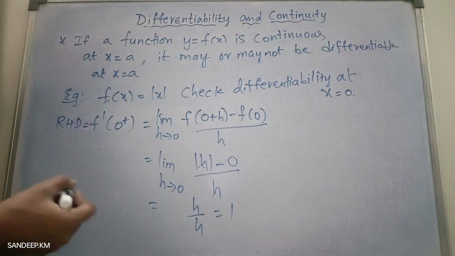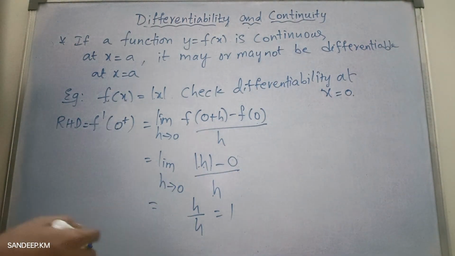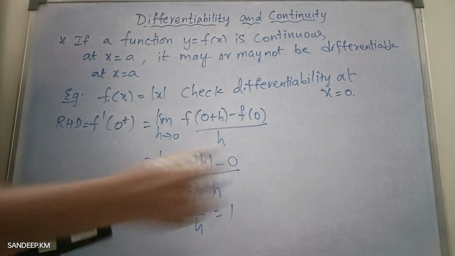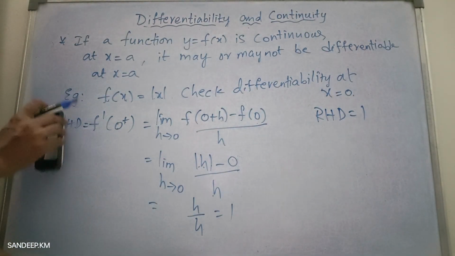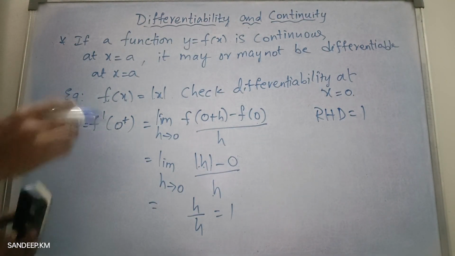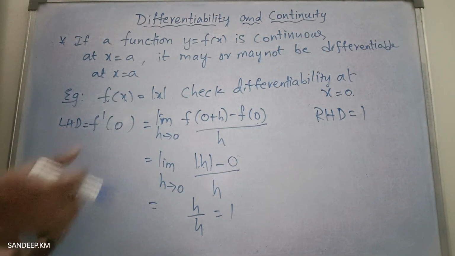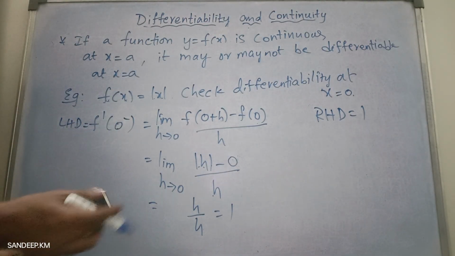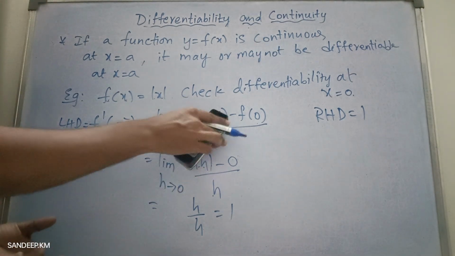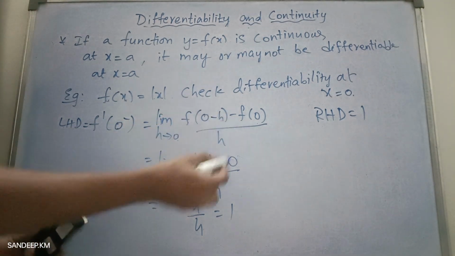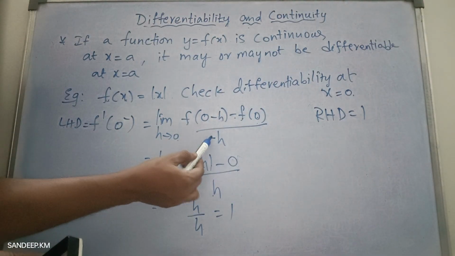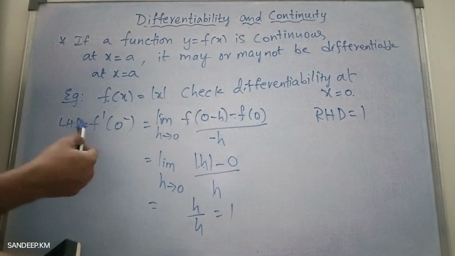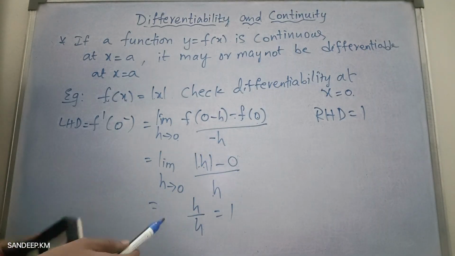Let me see what is LHD, the left hand differentiability. Here itself I will do it. So in the same step, I got right hand differentiability as 1. Let us see what is LHD. So the left hand differentiability is f dash of 0 minus. 0 minus means what? Limit h approaches 0 of f of 0 minus h minus f of 0 divided by minus h. Some of us will keep forgetting minus h in the denominator for LHD. Please observe, it is minus h in the denominator.